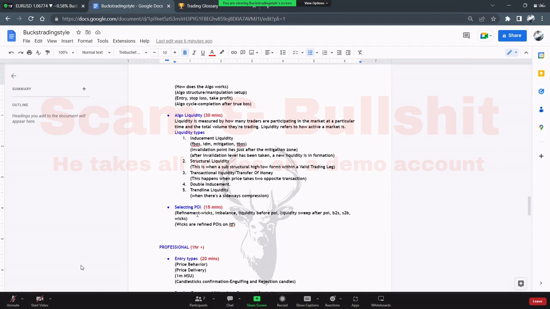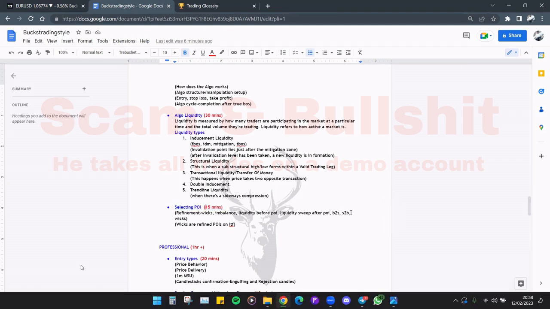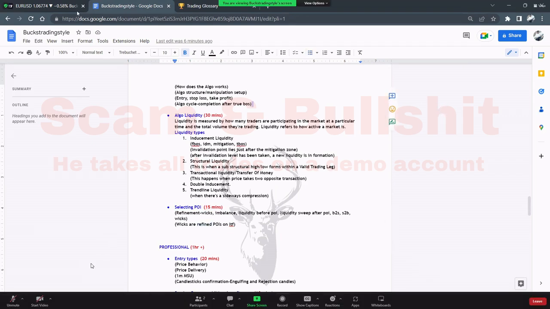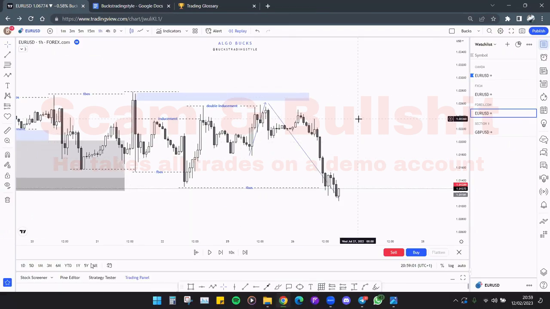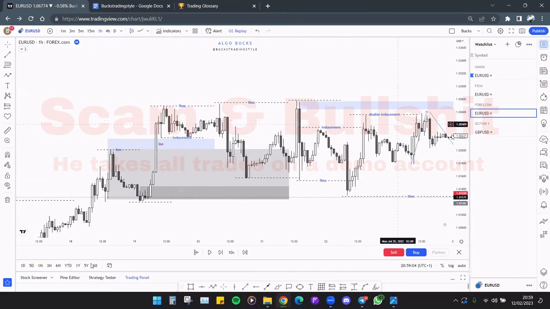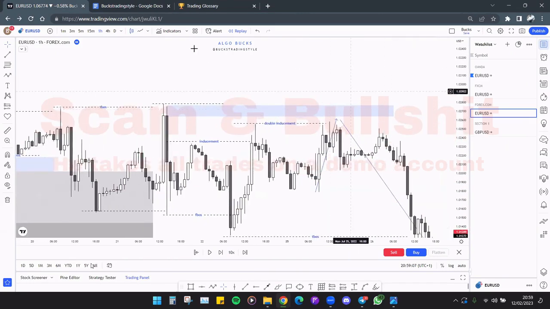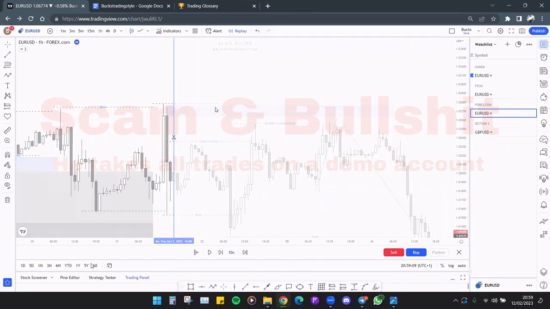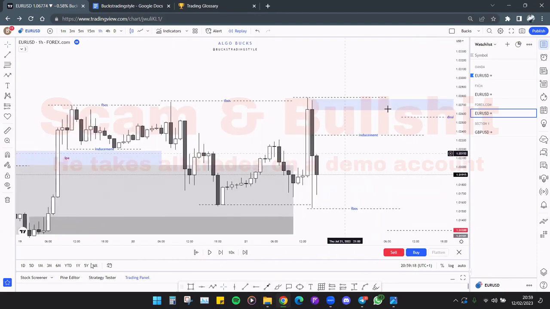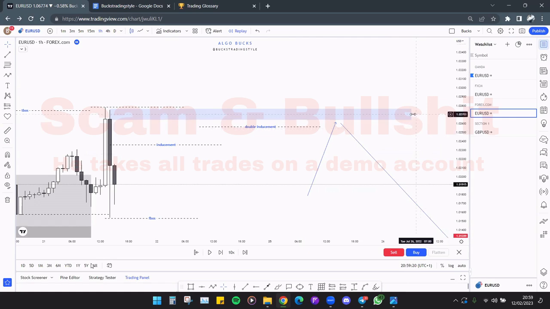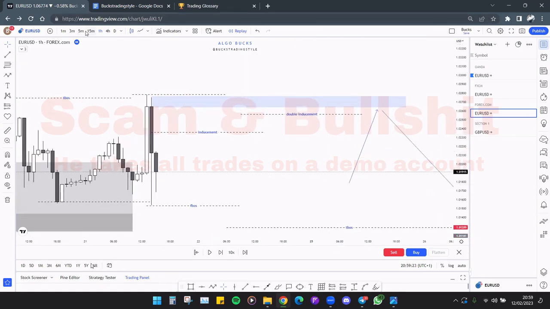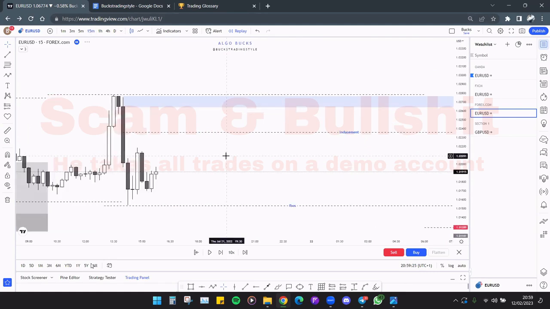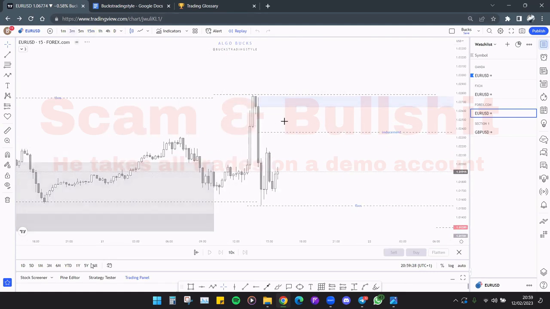Selecting POI, refinement, wicks, imbalance, liquidity before POI, all of this. Now, candlestick wicks are refined POI on lower time frames. This wick right here is from the 1 hour time frame of my network, my internet. Let's go on lower time frame and see the refinements. Let's see the 3 minutes.